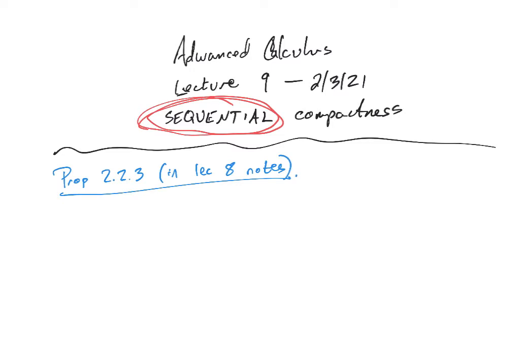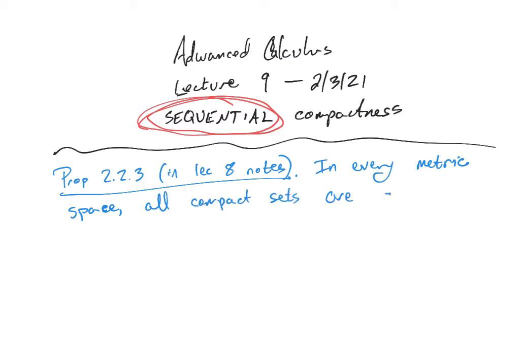And by the way, when we're done with all the compactness, I will post all the notes for compactness all put together, so you don't have to remember which lecture they're in. And here's the result. In every metric space, all compact sets are closed and bounded.